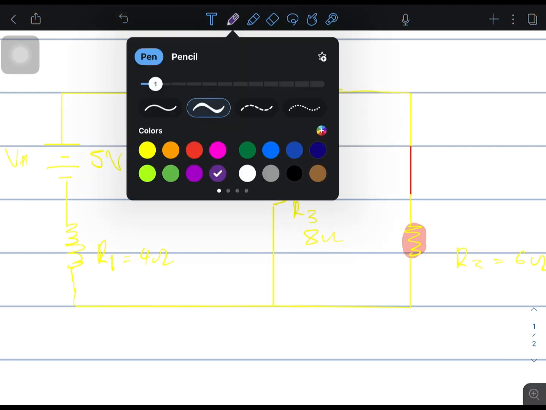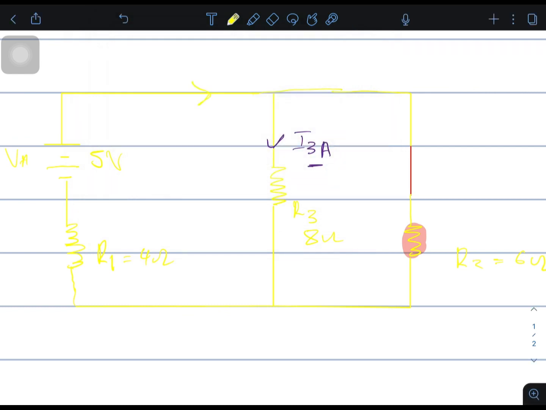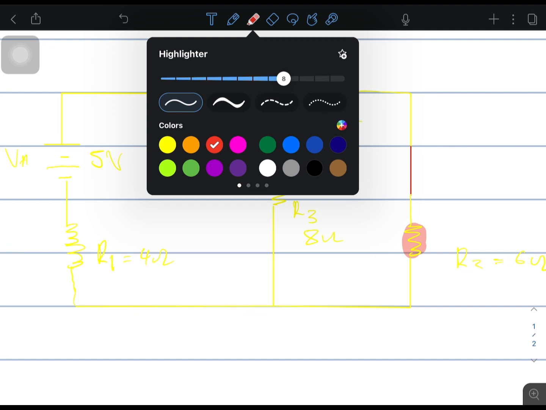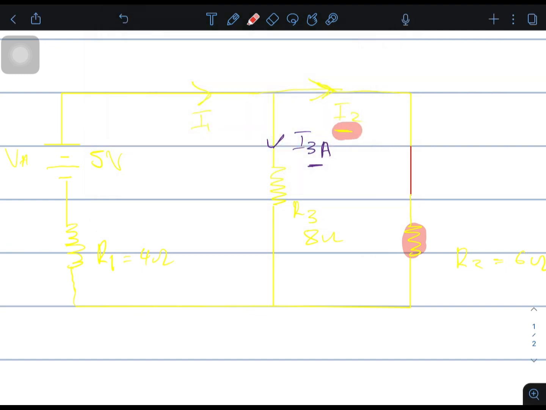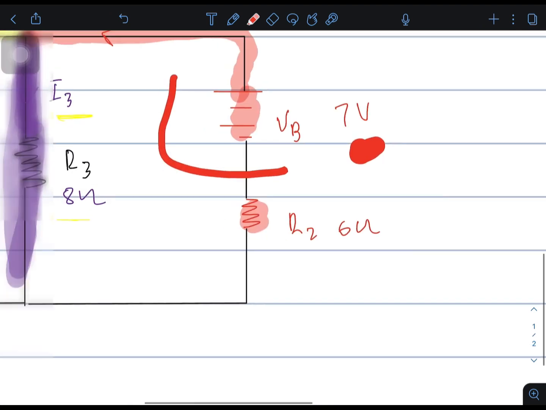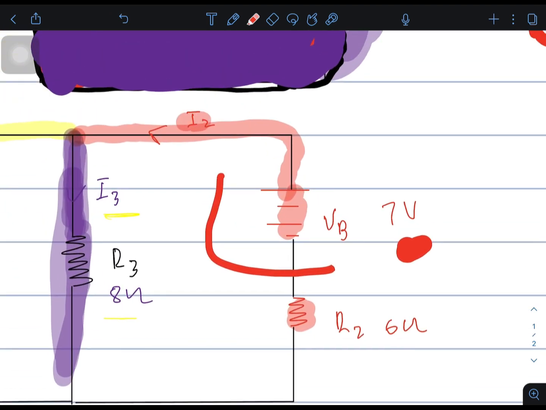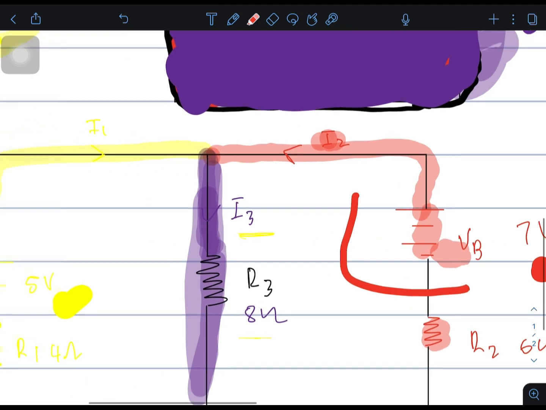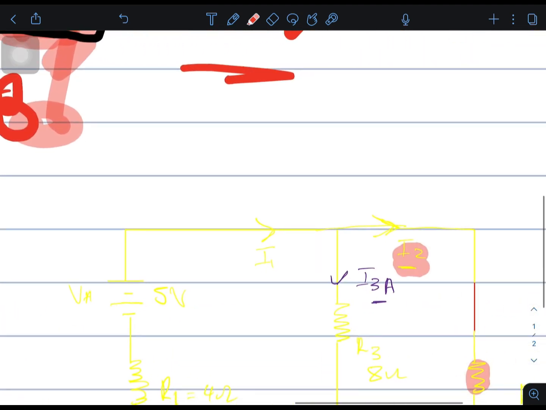Remember again, the current that is coming here is I1. Then let's name this current I2. Guys, let me emphasize this: this I2 in this circuit is not the same as this other I2. This I2 that I've placed here is coming from this source. It's not the same as that one.